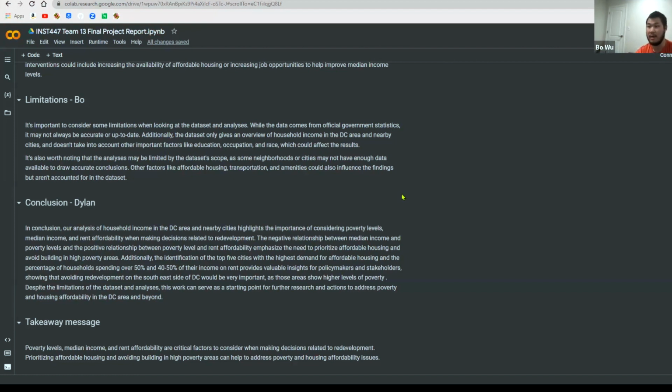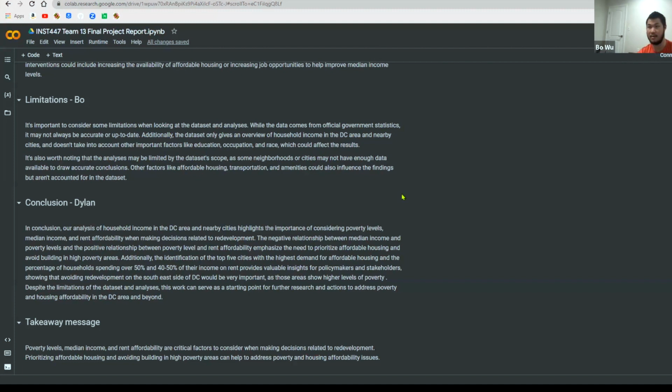The last thing is DC is quite a compact city, so the data we gather might not be that accurate because it covers a really high density in the city, and it might not accurately represent what exactly is happening in DC.